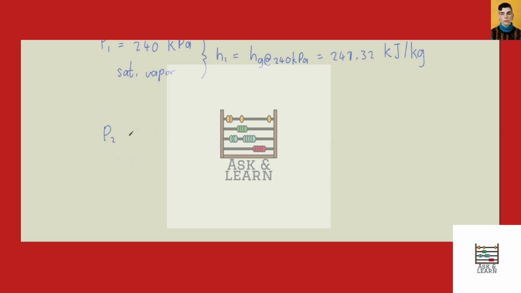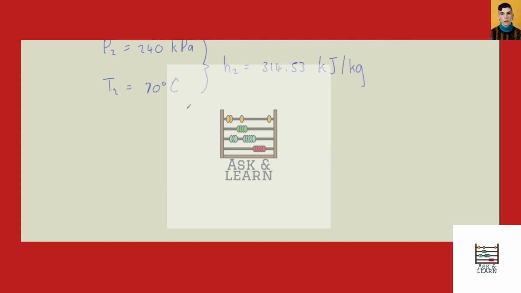For our final state, we have P2 is the same. So we have constant pressure, 240 kilopascals. And we have the temperature of 70 degrees Celsius. And so we get h2 is equal to 314.53 kilojoules per kg. So now we have our specific enthalpies of state 1 and state 2.